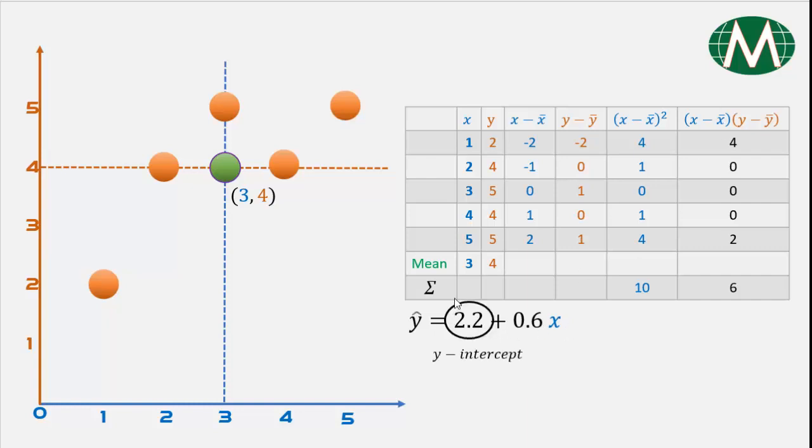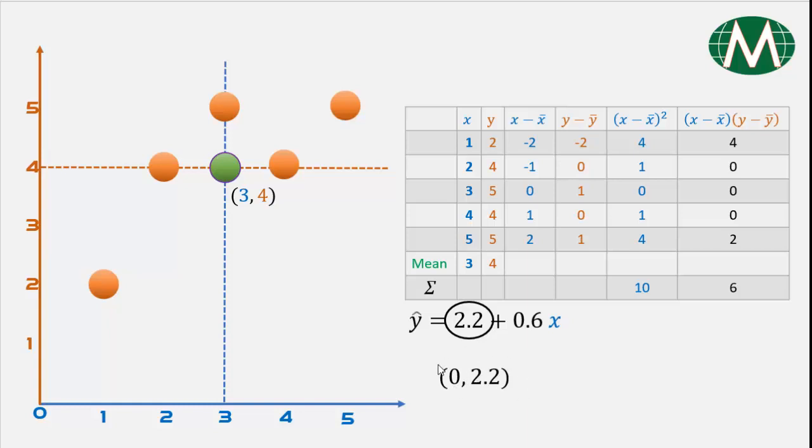What does the y-intercept mean? It is a point which lies on the y-axis. So this point will be on the y-axis, and on the y-axis, x is 0. So the coordinate of this y-intercept will be (0, 2.2).